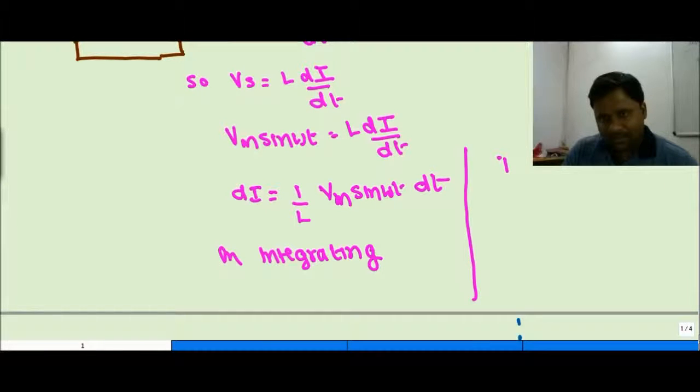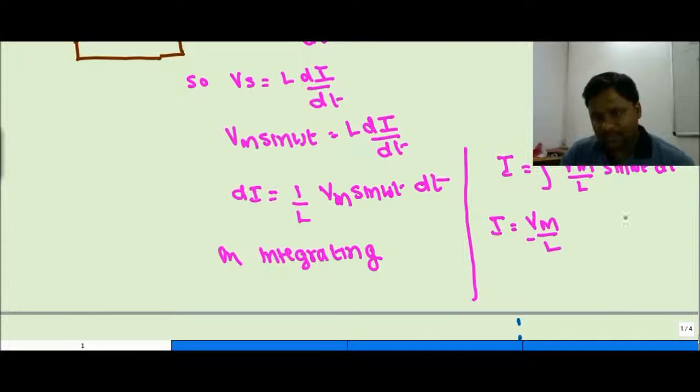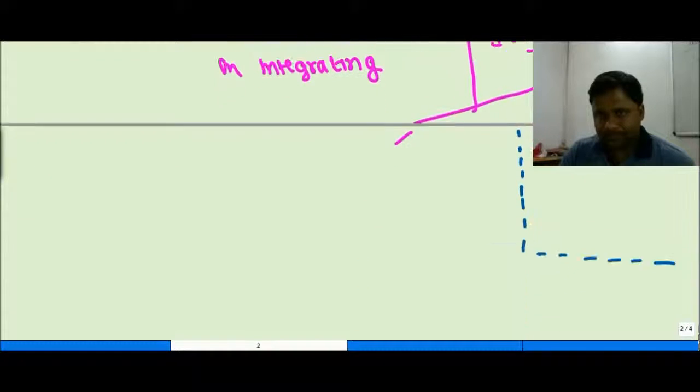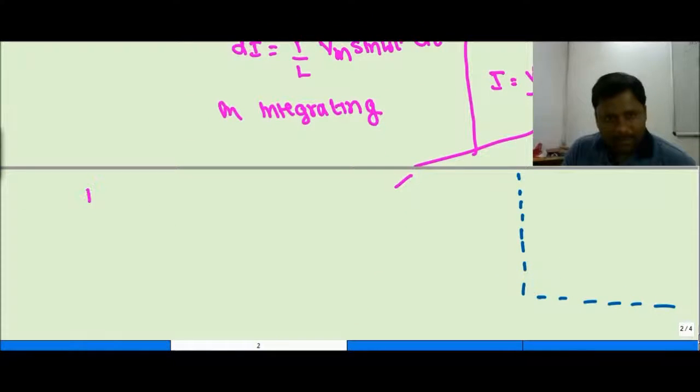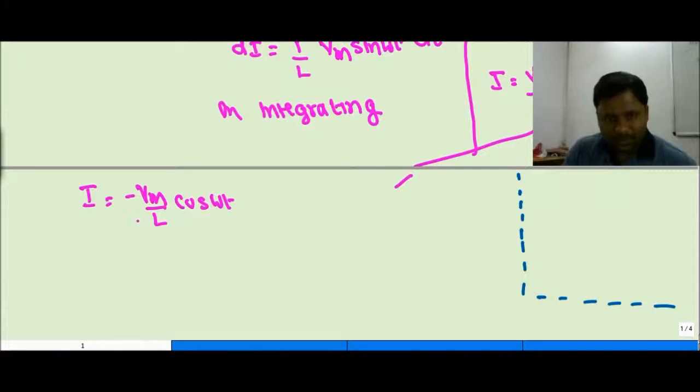I equals the integration of Vm by L sine omega t dt. If I integrate this, we come to the conclusion that it is Vm by L times minus cos omega t plus a constant quantity. Now I equals minus Vm by omega L cos omega t plus A.